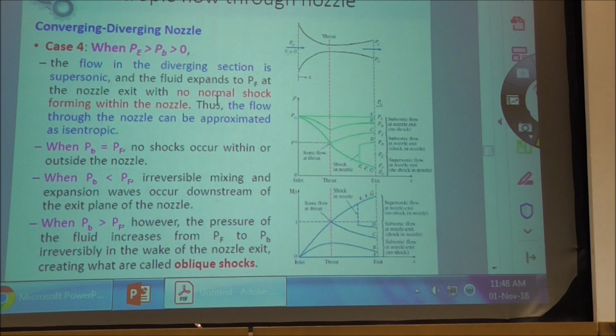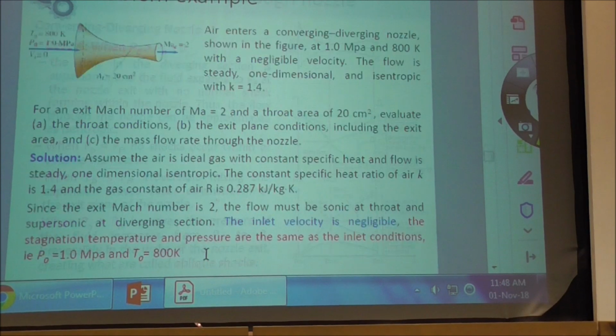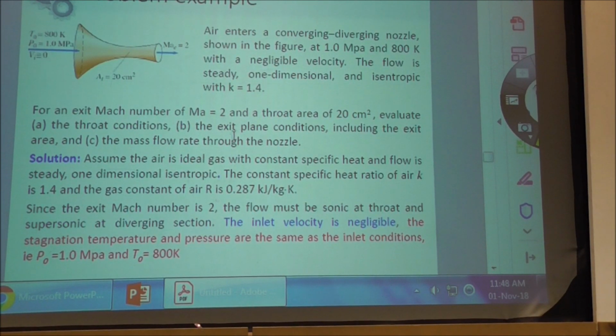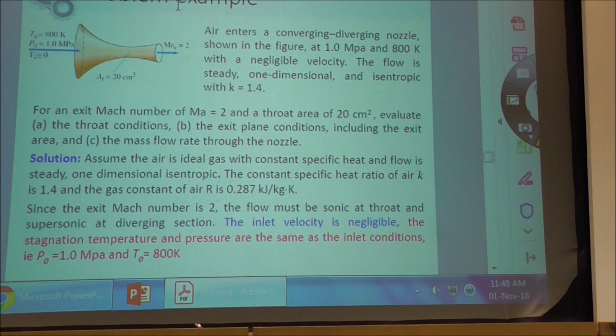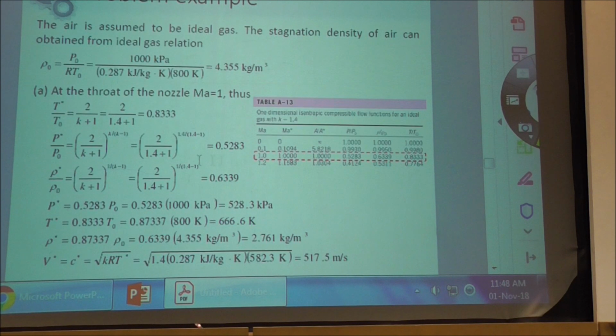Okay, so those oblique shocks will occur. Okay. Now this one, please go on your own. This is the problem example.